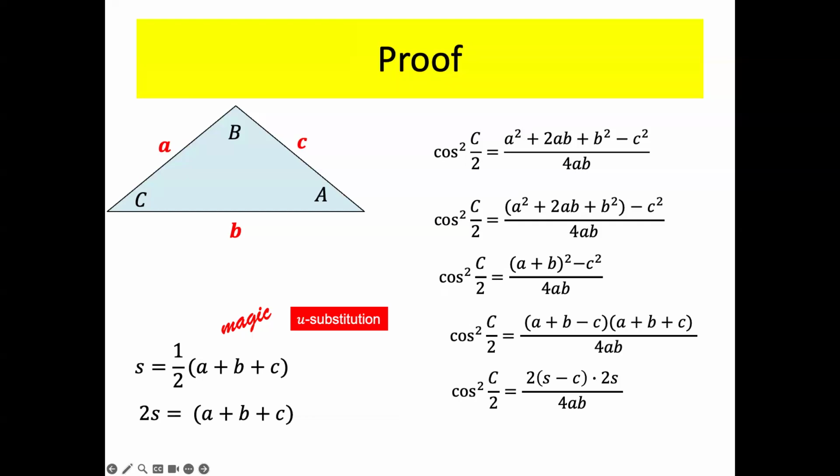This one right here needs the explanation. Why is 2 times the quantity S minus C equal to that right there? Well, if you distribute the 2 back in, you get 2S minus 2C. But we said 2S is equal to A plus B plus C, and C minus 2C is minus C. So that's where that came from. Okay. All right. Good?